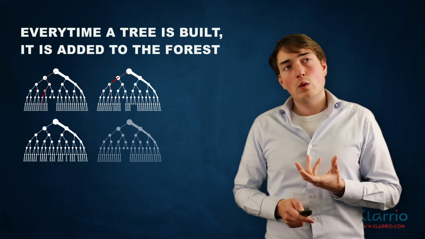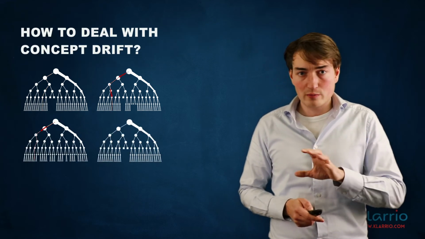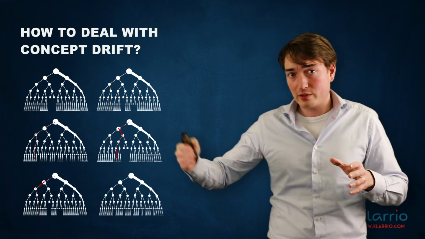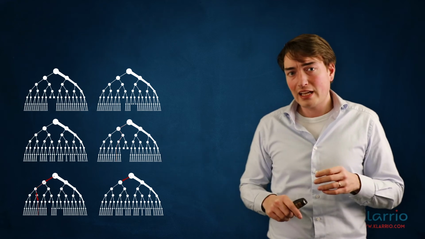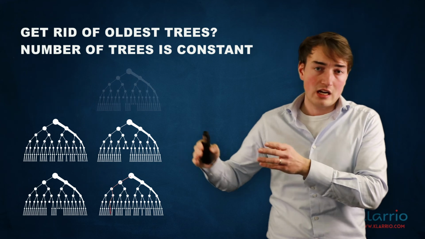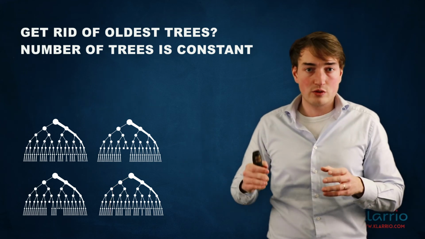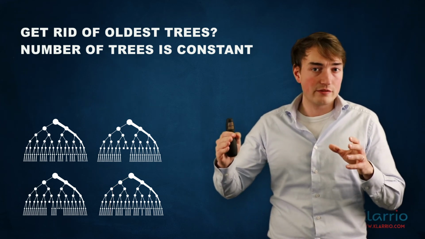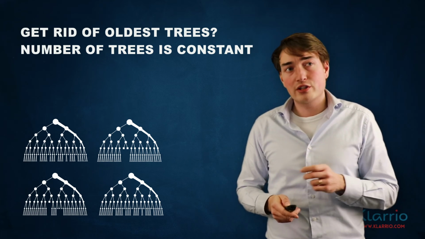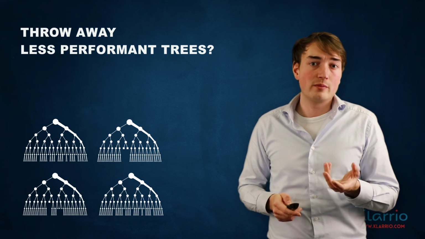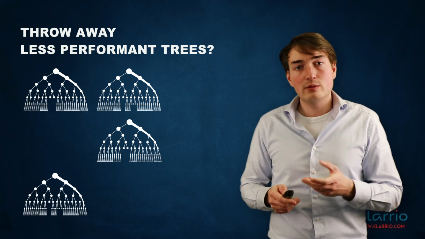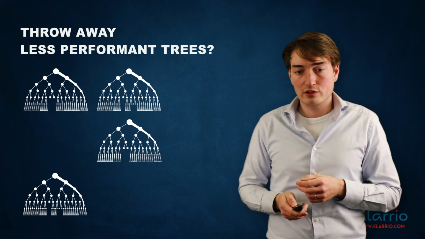To deal with concept drift, there are multiple ways. You have your forest with a lot of growing trees and trees that are added to the forest. What you can do, for instance, is get rid of the oldest trees, so that the number of trees in your forest is kept constant. Or you can say that trees that perform poorly, let's say four or five times, will get thrown out of the forest.